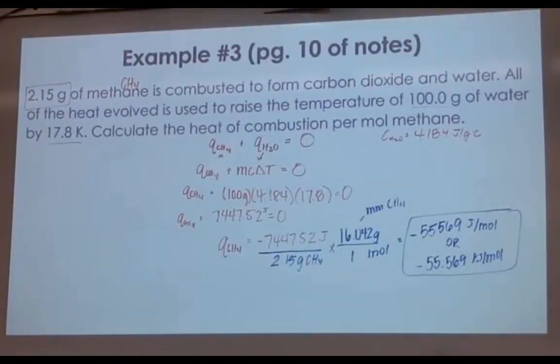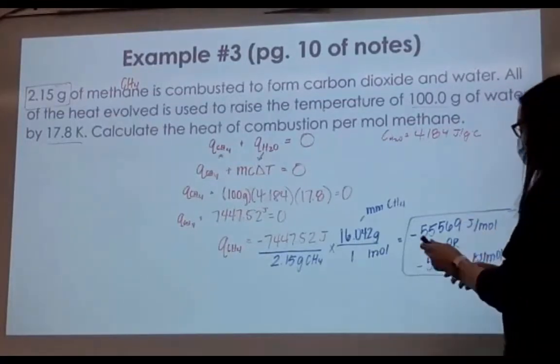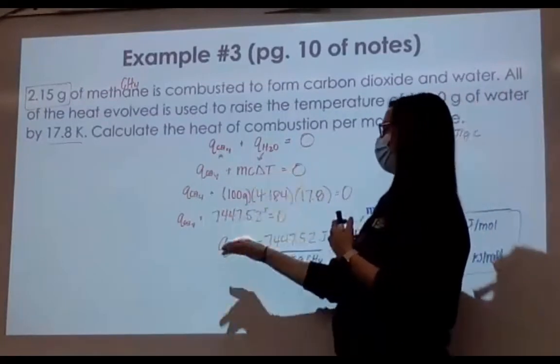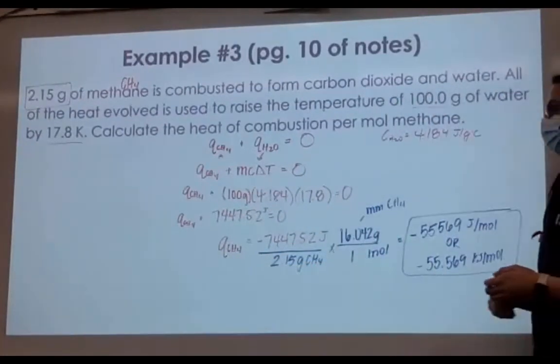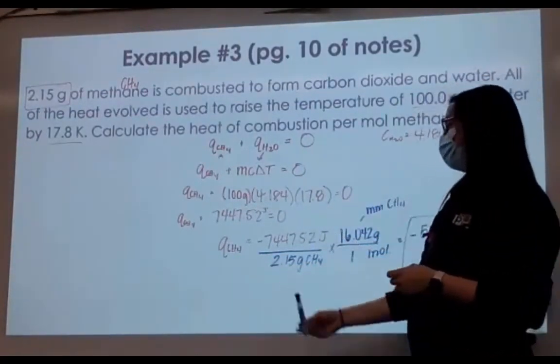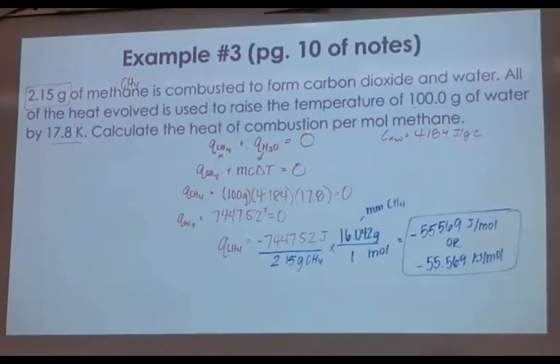But this is the difference. Notice even though this is delta H, we still calculate Q first. But this is the amount of joules per specific amount. Then you just have to go to joules per mole for it to be delta H. Okay, questions on this example?